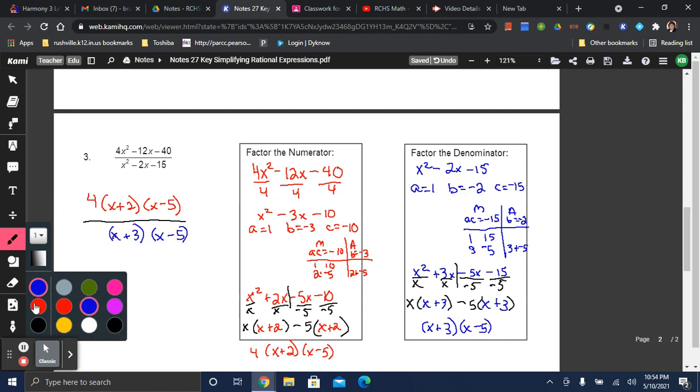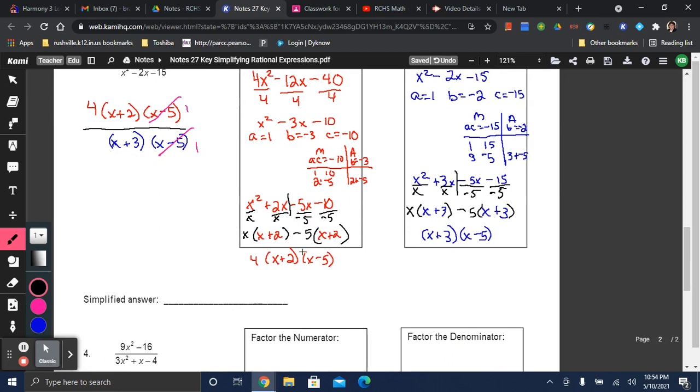So now we look for what can we cancel in both the numerator and denominator, and that would be the x minus 5s. Everything else is different and not able to be canceled. So we would have our simplified answer as 4 times the quantity of x plus 2, and then in the denominator, x plus 3.